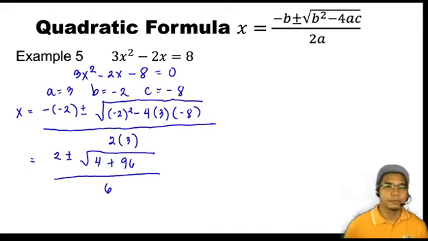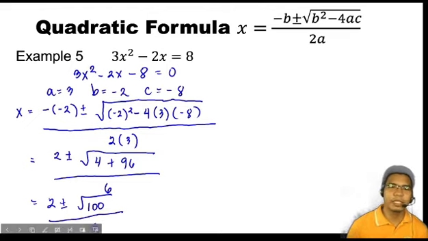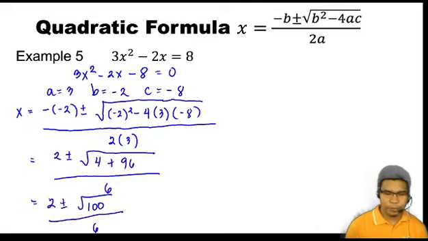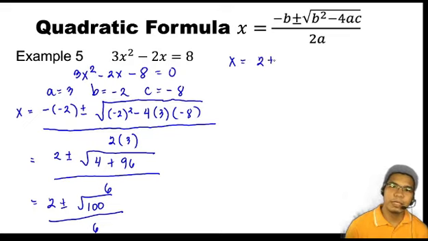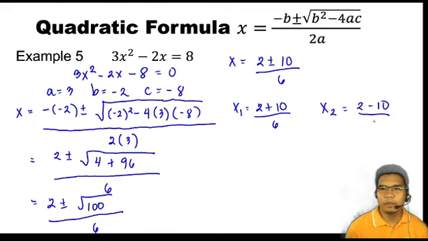After that, we simplify yung nasa loob ng radical sign. So we have 2 plus and minus square root of 100 all over 6. Simplify na natin. Kunin ang square root ng 100. So we have x equal to 2 plus and minus square root of 100 is 10 over 6. Saka natin kunin ang x sub 1. Gamit ang addition muna. 2 plus 10 over 6. Tapos yung x sub 2, 2 minus 10 over 6.